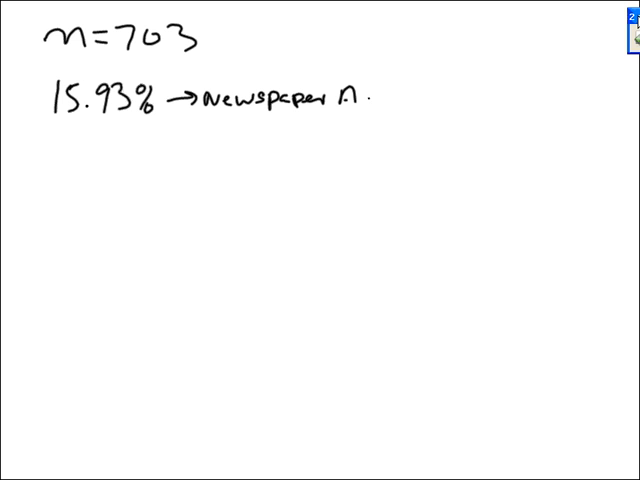So let's consider the following problem. In a survey of 703 randomly selected workers, right there, I know that N is 703. 15.93% of them got their jobs through newspaper ads. 15.93% of these 703 people got their jobs from newspaper ads.